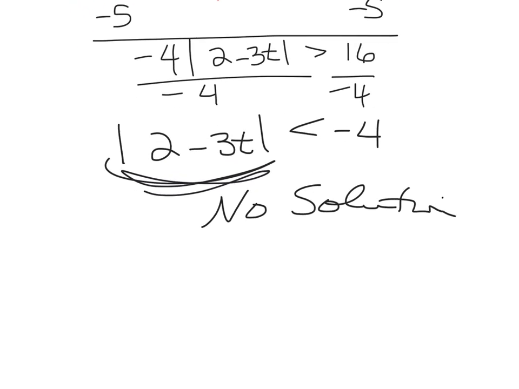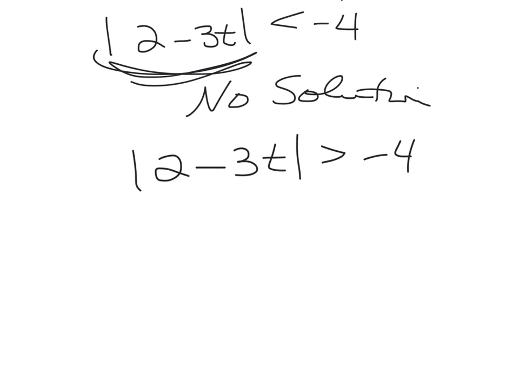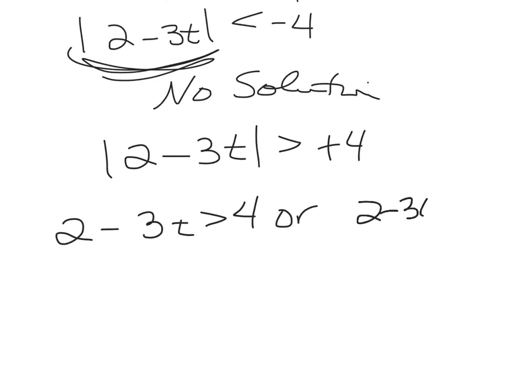Now, let's just say this was the other way. Let's say it was the absolute value of 2 minus 3t, and let's say it reversed, it was this. Okay, this is solvable when it's greater than a negative number. So I could actually do this one. So it'd be 2 minus 3t, and then let's just make it positive 4. So I would do 2 minus 3t greater than 4, and then I would do 2 minus 3t, flip it, and make it negative 4. And now I would solve.